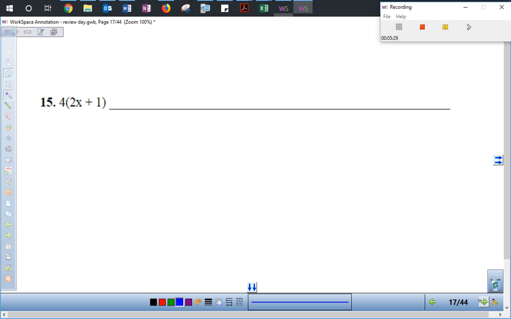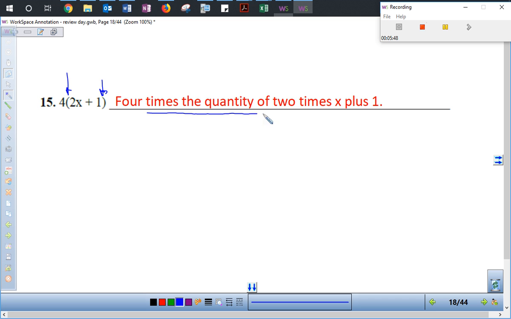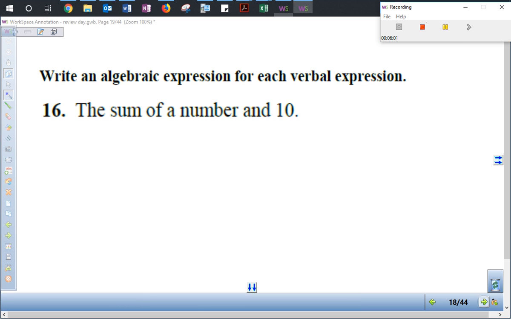Number 15, pause the video. Hopefully you got 4 times the quantity of 2 times x plus 1. So remember, when you see these parentheses, it is so important that you represent it by times the quantity of. It is not just parentheses. You have to have that phrase in there, times the quantity of 2 times x plus 1, or the sum of 2 times x and 1.